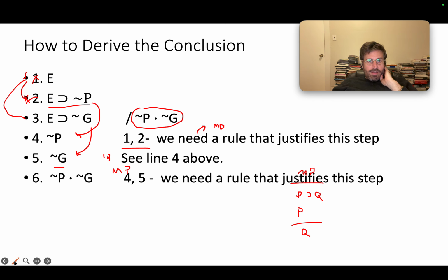Now let's look at line 6. We have finally both not P and not G. So how do we get there? Try to find a rule that can be applied to lines 1 through 5, any of those lines, that would bring together finally not P and not G.